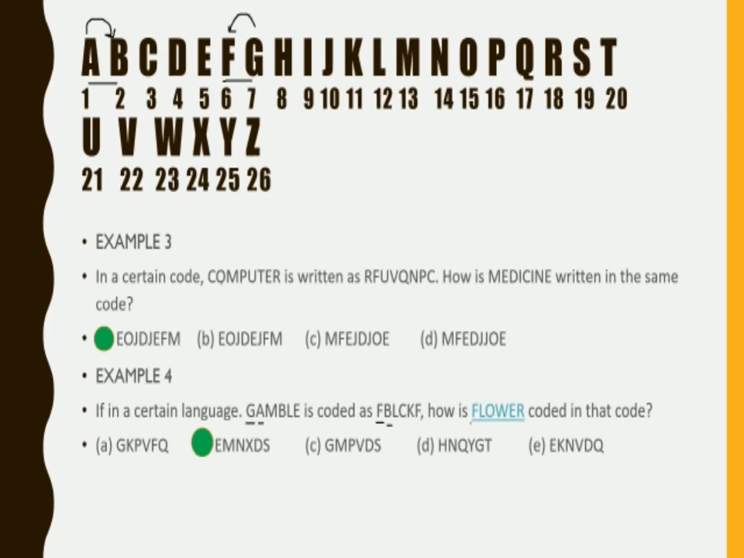So for flower, the first letter F should be coded with the previous letter. It should be coded with E. For the second letter L, it should be coded with the next letter. L should be coded with M. And this is the only option that has E as first letter and M as second letter. So we are choosing this option.